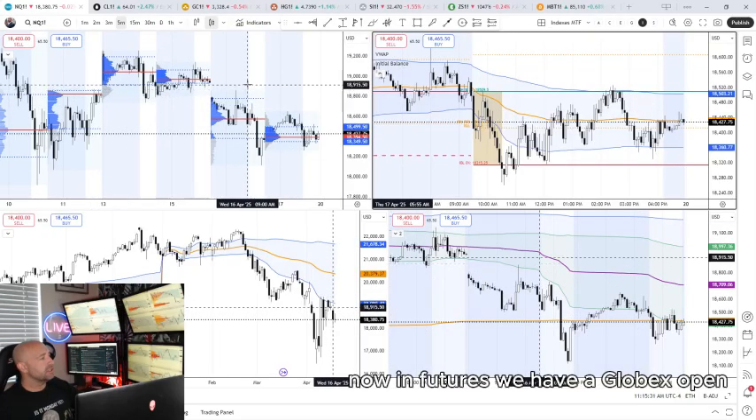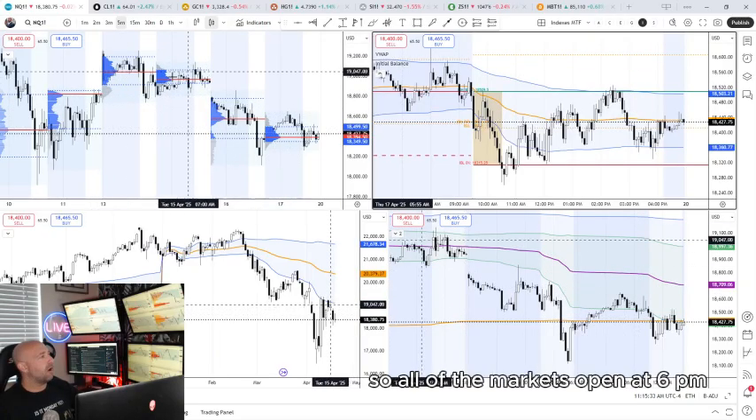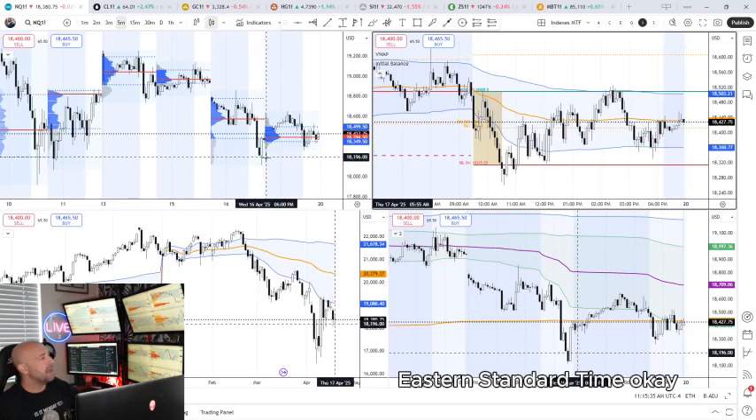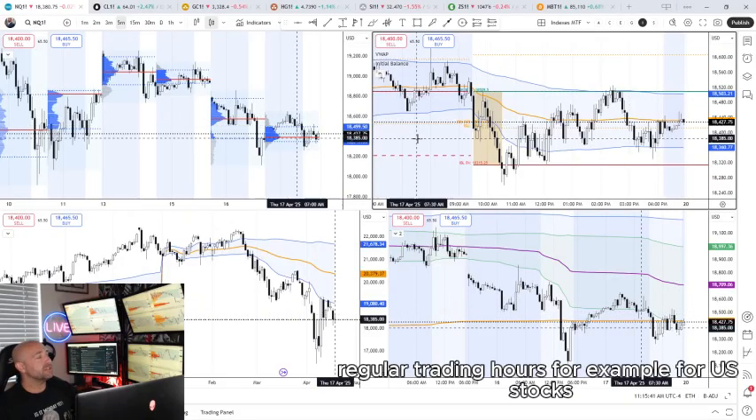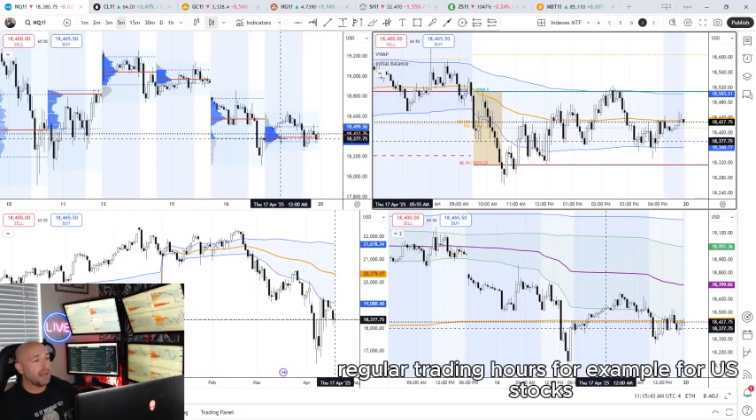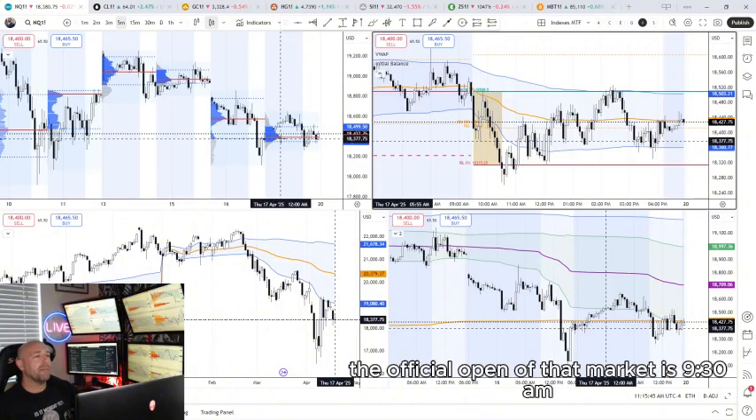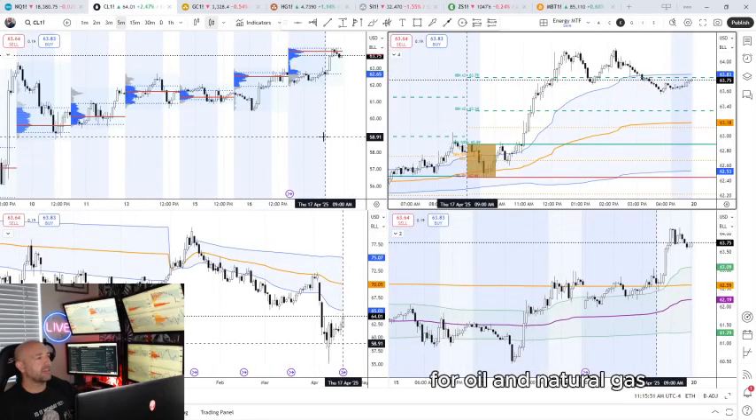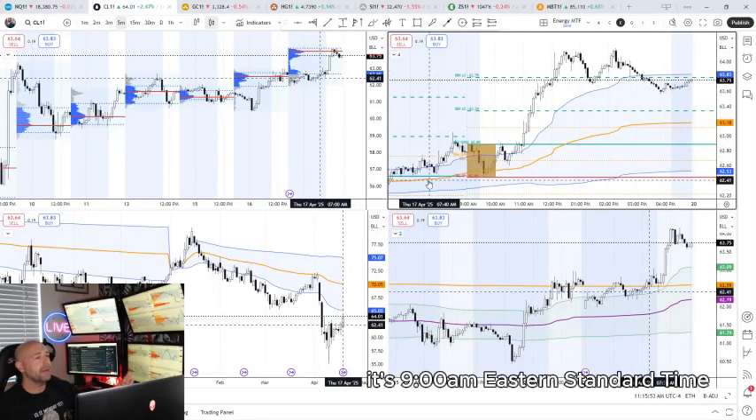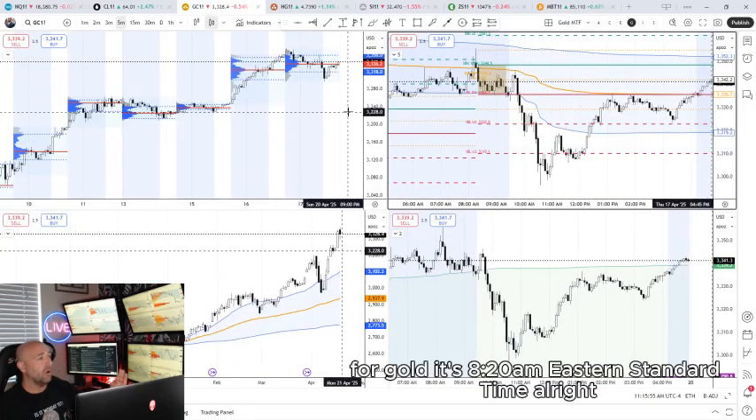Now, in futures, we have a Globex open, so all of the markets open at 6 p.m. Eastern Standard Time. That is not regular trading hours. Regular trading hours, for example, for U.S. stocks, the official open of that market is 9:30 a.m. Eastern Standard Time. For oil and natural gas, it's 9 a.m. Eastern Standard Time. For gold, it's 8:20 a.m. Eastern Standard Time.